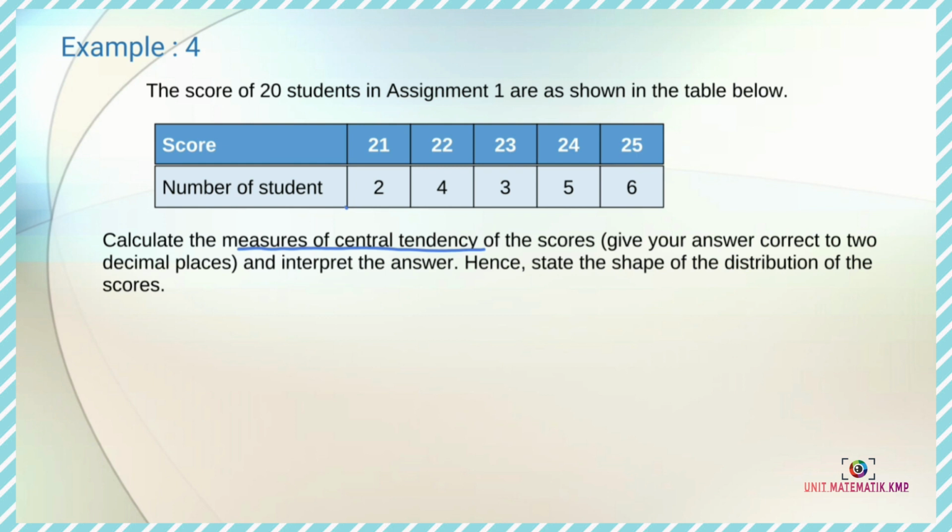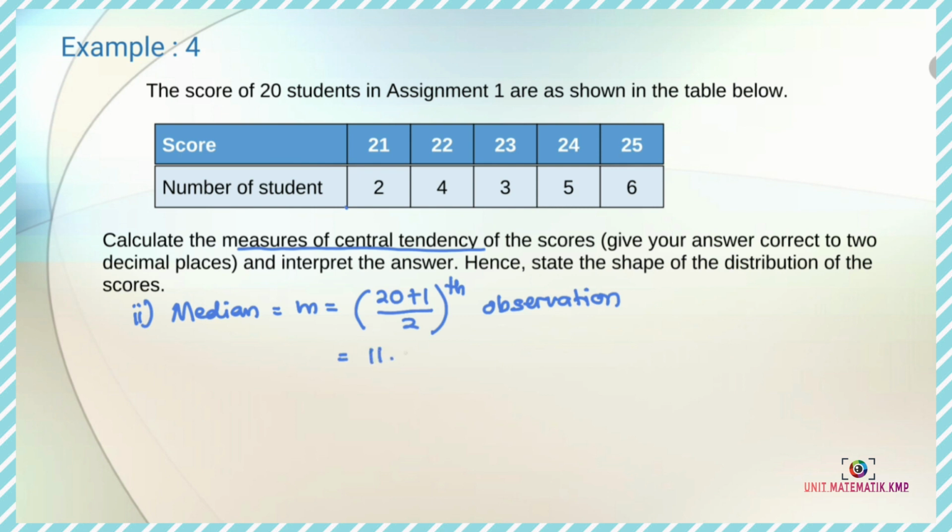Next, we are going to calculate the median. And we know that median is the middle observation for the data. So the formula here is, then median is at 11.5 observation.